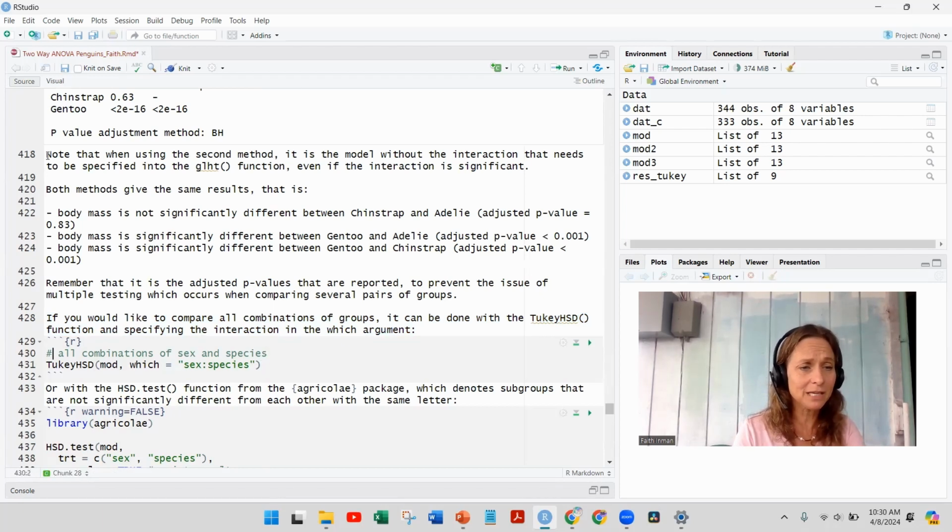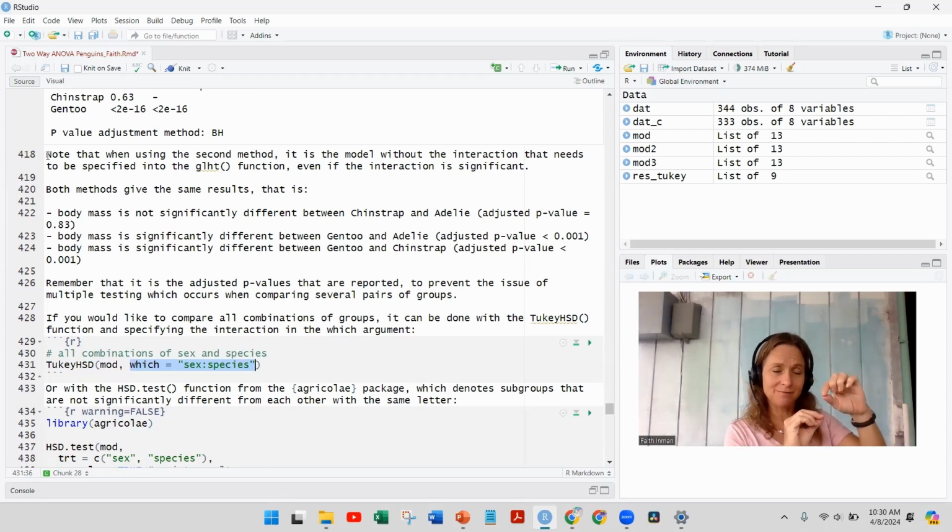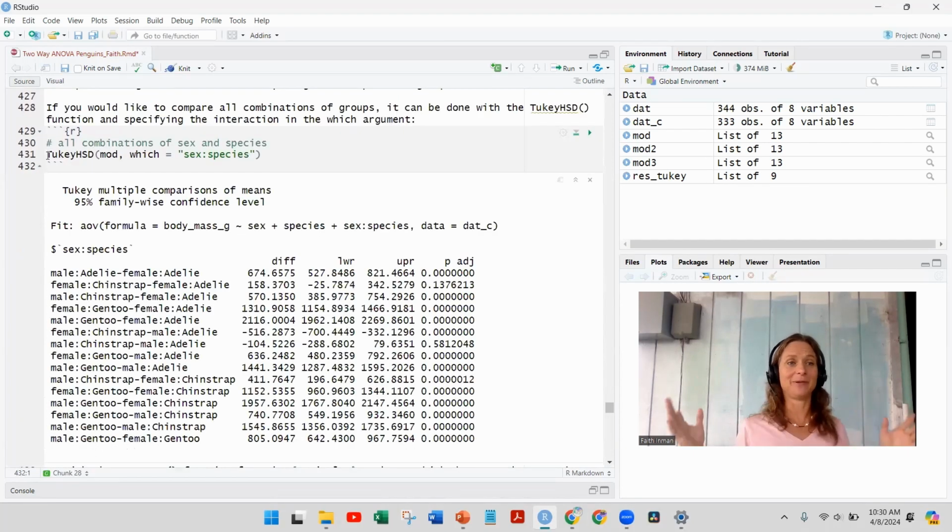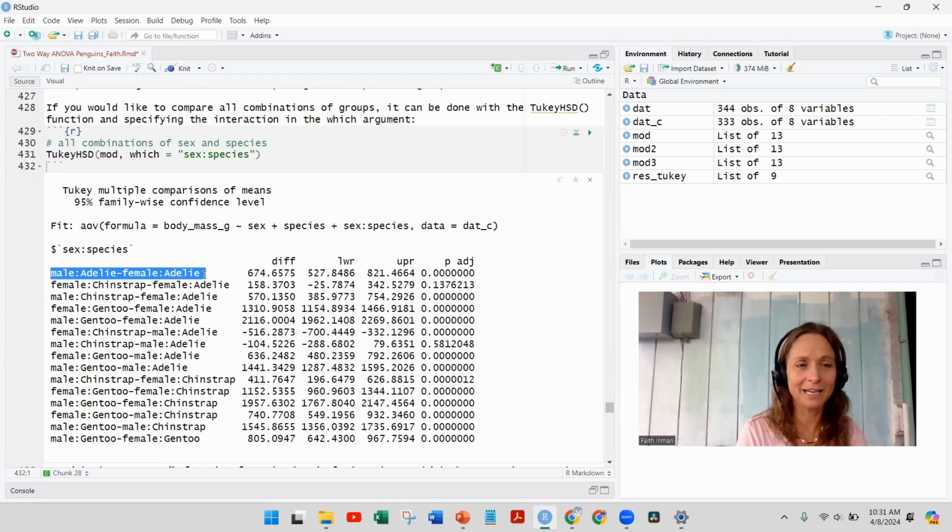So now we run that Tukey HSD on our model, but the difference is we say which equals sex by species. And that's why I changed that model, so that in here I could have that sex by species as a term in the model. Otherwise, it wasn't showing up. So if we run this, now we get this big table, which is a lot more complicated and a lot more to look at. But breaking it down, you can see that what we have here is male Adelie compared to female Adelie, right? Is there a difference?